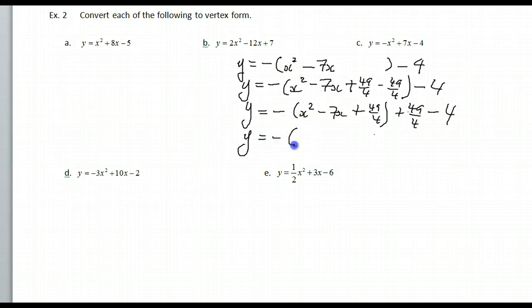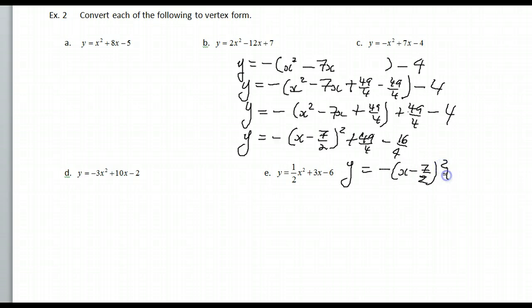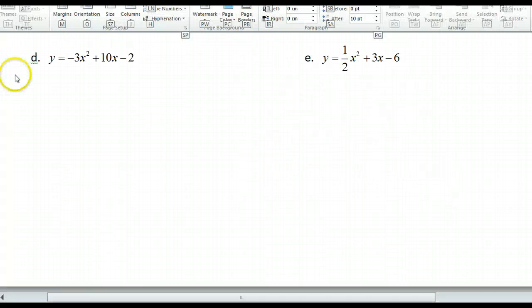Y equals negative. Now, we take this, which is a perfect square trinomial, and write it in its factored form, x minus 7 halves squared. Okay, and outside we've got plus 49 over 4 minus, and let's convert this to a denominator 4, so this will be minus 16 over 4. Final answer, y equals negative x minus 7 halves squared plus 33 over 4. Okay, let's go on. We'll do the last two examples, D and E.